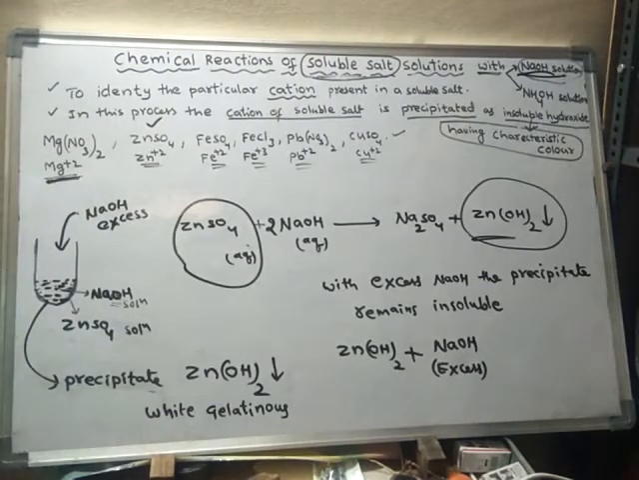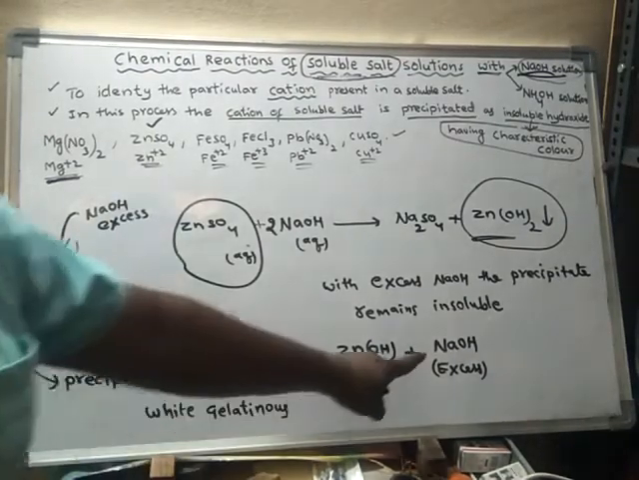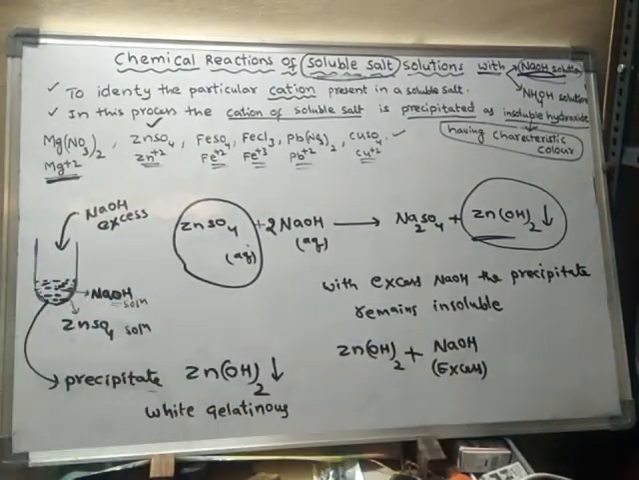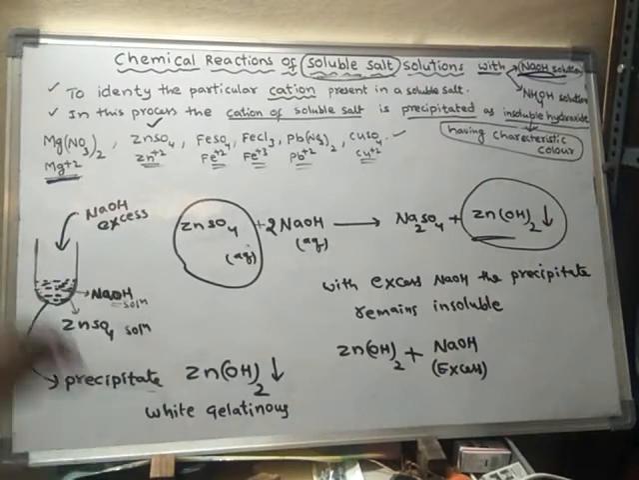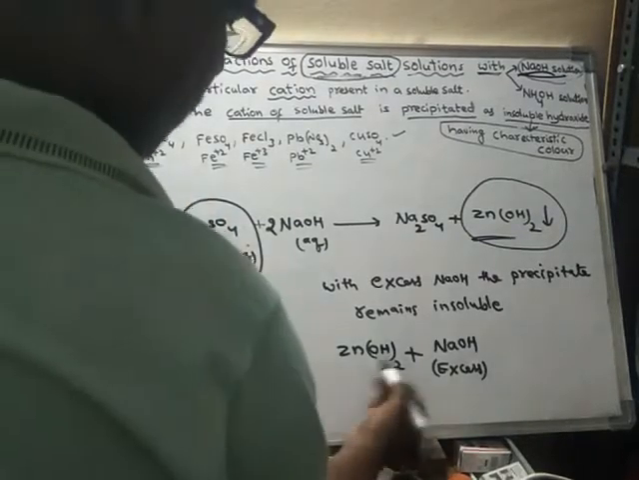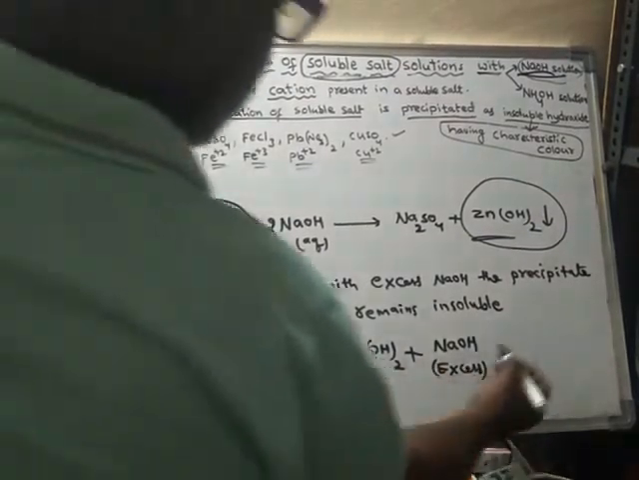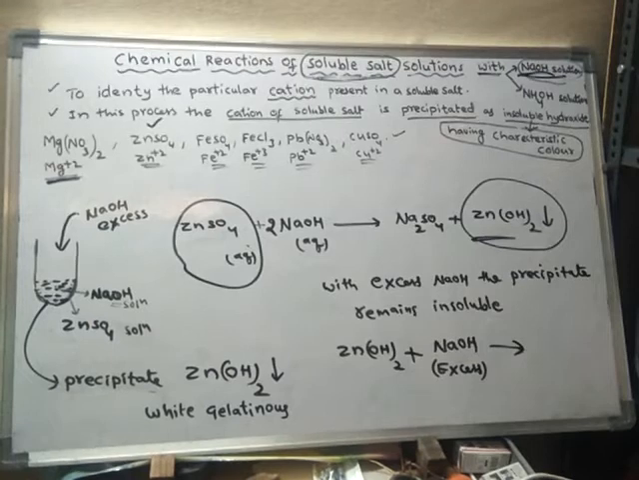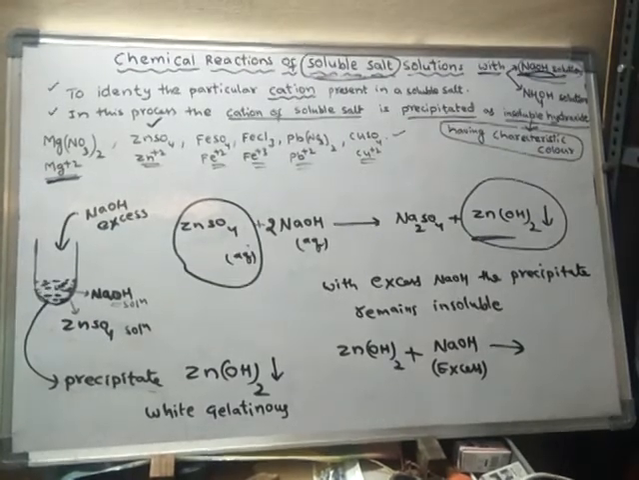So what is this one? This has become a soluble precipitate in sodium hydroxide. Normally it is not soluble in water actually, but it is soluble in sodium hydroxide. So when excess sodium hydroxide is added, what happened? That precipitate has dissolved and forms a new substance known as sodium zincate. It will convert into sodium zincate.